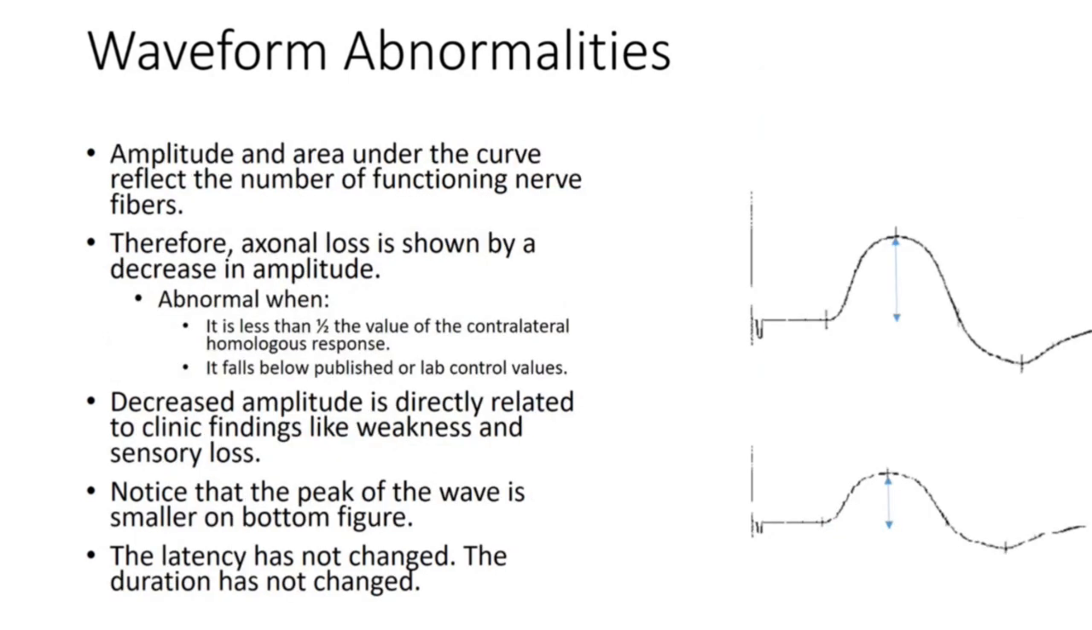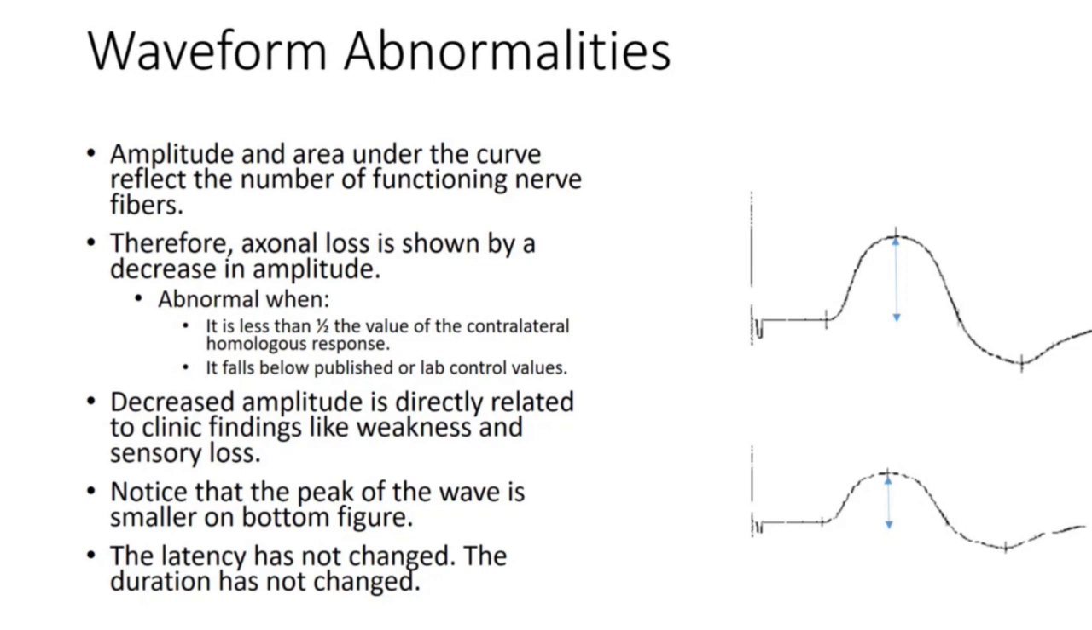Now, again, looking at that motor and nerve waveform, we're looking at the amplitude. Amplitude is really important because there is a clinical correlate. There's a high correlation between a decrease in amplitude and weakness on exam, or sensory loss when you're doing a sensory exam. Amplitude reflects the number of functioning fibers in that nerve. It doesn't reflect the speed at which the impulse is conducted.